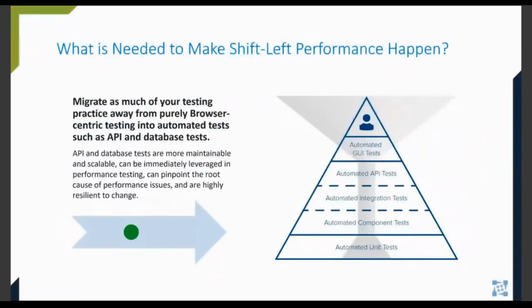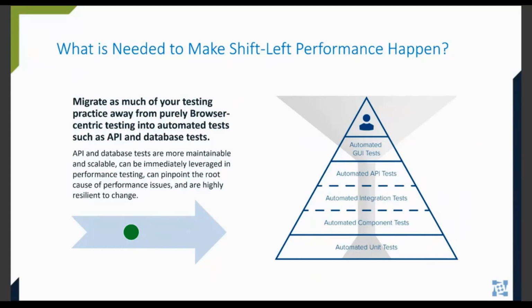The third step is to migrate your testing practice from purely browser-based testing. No, we're not saying don't do browser-centric testing. What we're looking at here in the dark blue is the testing pyramid. The little person at the top represents manual testing, and below it is UI or browser-based testing. These are the smallest on the pyramid, as they should have the fewest tests.